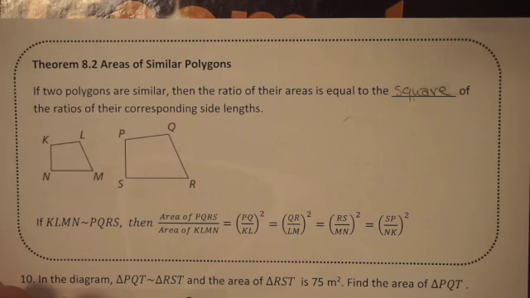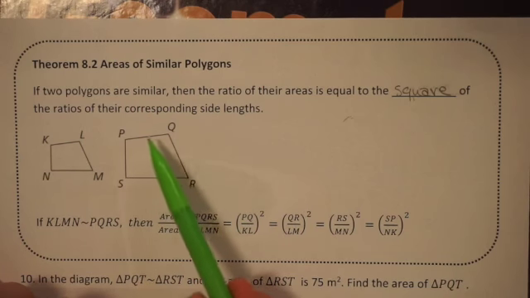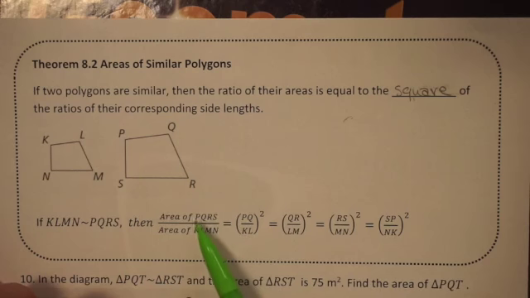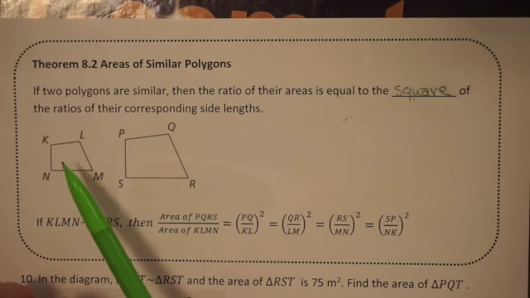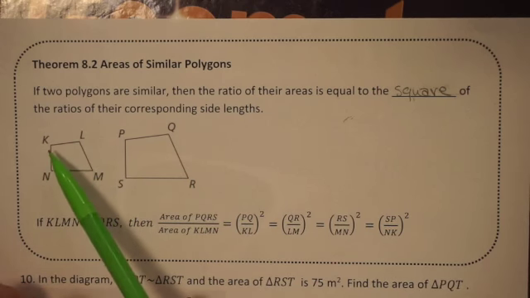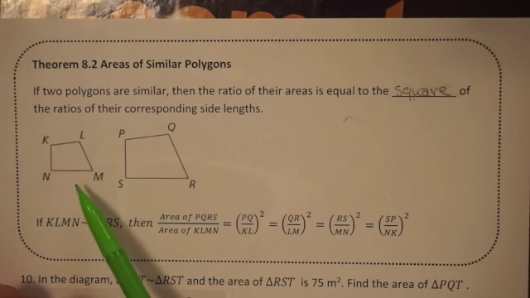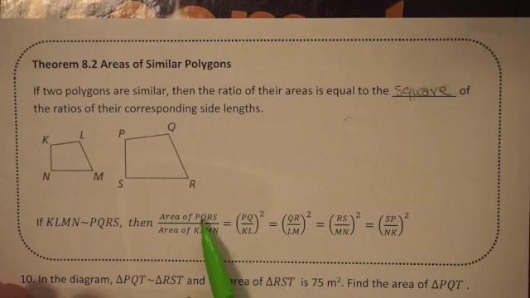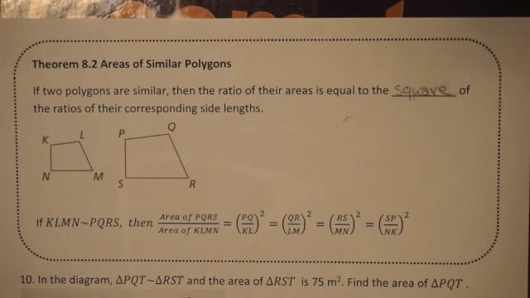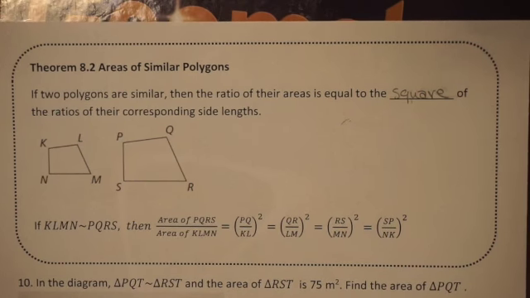So for example, if we found the area for polygon PQRS, that's our new, and we put it over our original polygon, KLMN, their scale factor or their ratio should equal any of the corresponding lengths, but we have to square those corresponding lengths in order to get the same scale factor. So let's just do an example together.